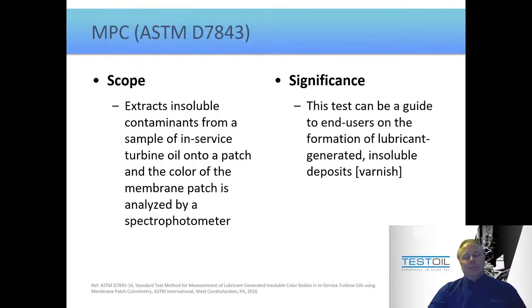So MPC, membrane patch colorimetry, the scope of this one is to measure oxidation byproducts, the insolubles as we call them, that build up in your oil. The significance is that the presumption being the higher the level of these insolubles, the more likely they are to plate out and form what we would call varnish. So that's why some people refer to this as the varnish potential test, because they correlate a high MPC value with the potential to create varnish. However, I'll explain how that may not be quite the correct assumption, and we'll tell you why the test is not called varnish potential by most of us in industry.